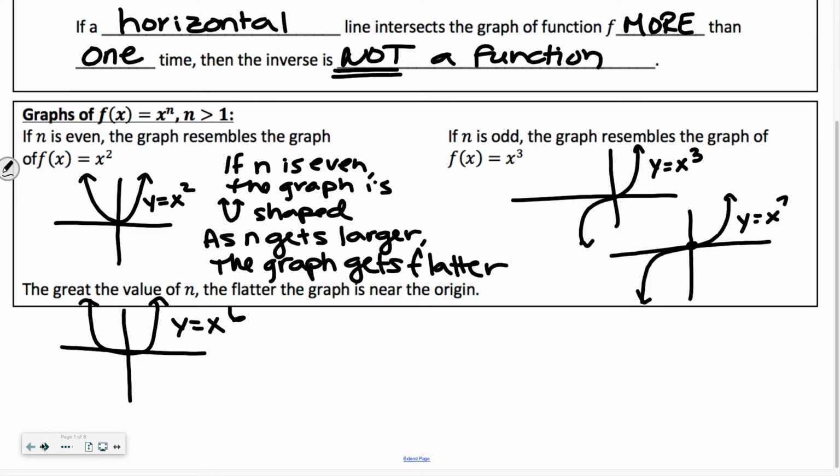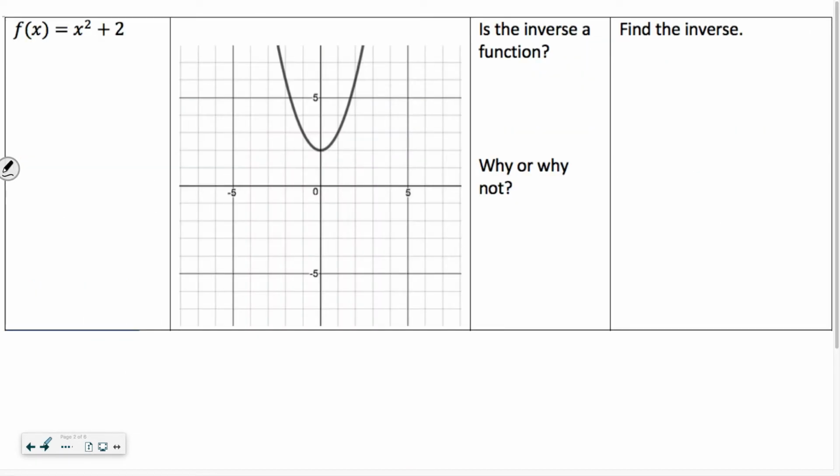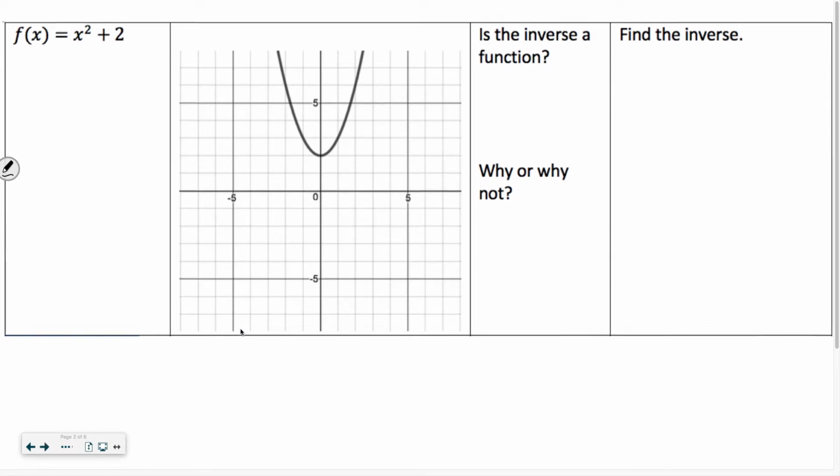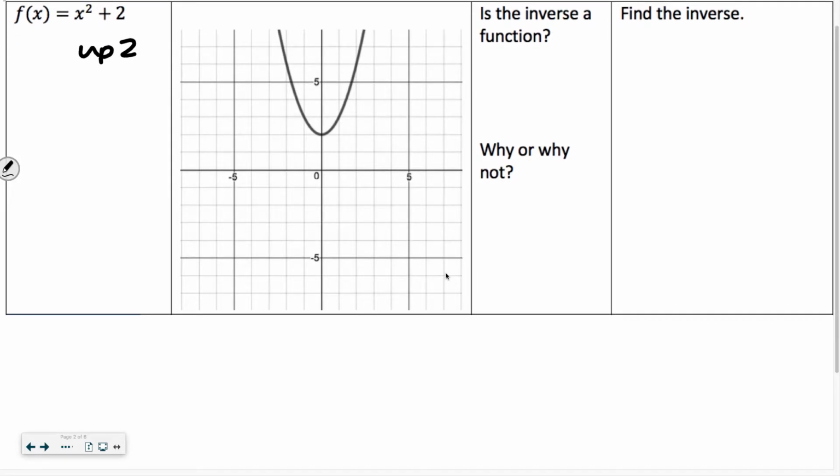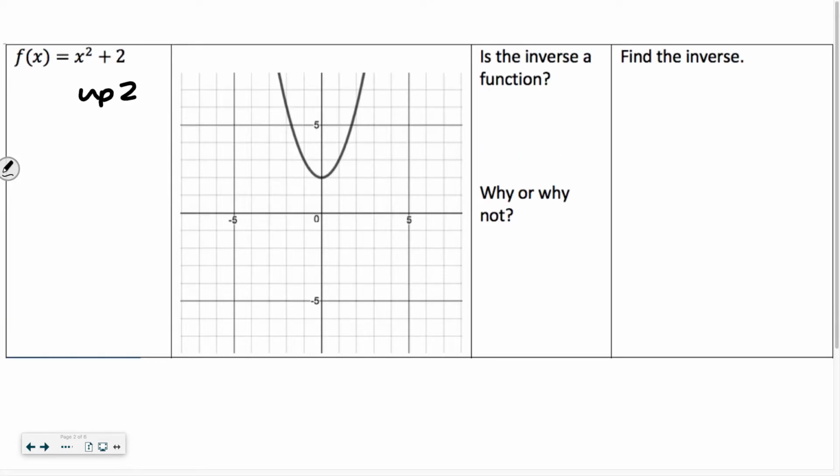Okay, let's look at that first example. F of x equals x squared plus 2. Can you agree to the graph that I have shown on there? It's a parabola, quadratic, and it's going up 2. So the vertex, instead of being at 0, 0, is at 0, 2. All right, is the inverse going to be a function?